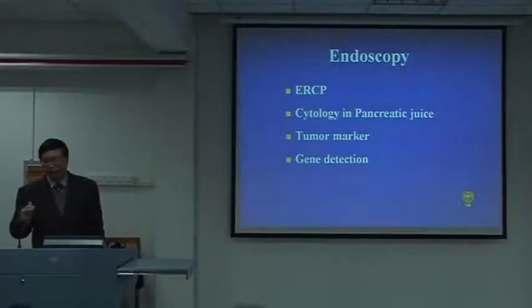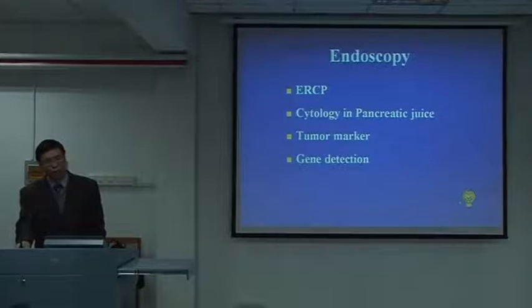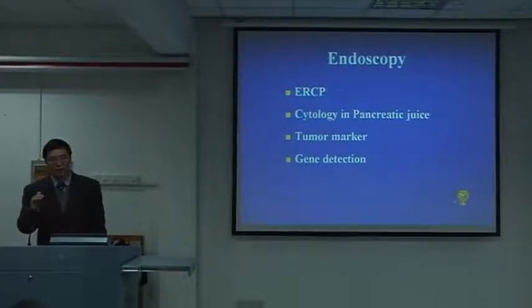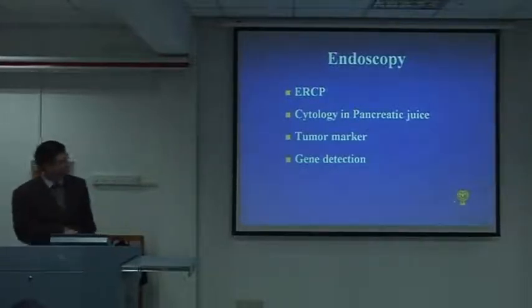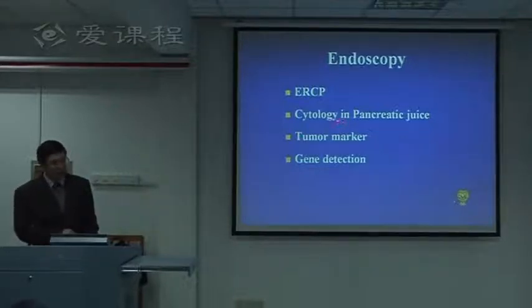We know the diagnosis of pancreatic cancer mainly uses ultrasound, CT scanning, and MRCP, and we can also use endoscopy. With ERCP, we can take pancreatic juice for cytology and get a pathology diagnosis. From the pancreatic juice, we can also test tumor markers or do gene detection. All of this helps the diagnosis of pancreatic cancer.